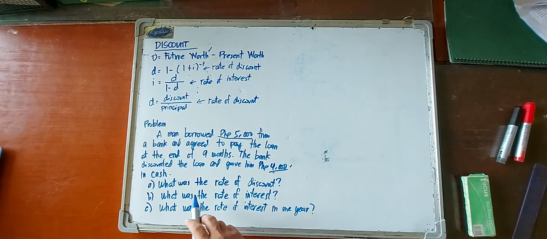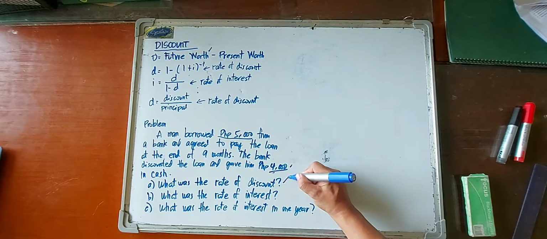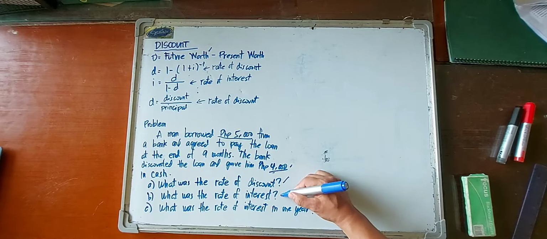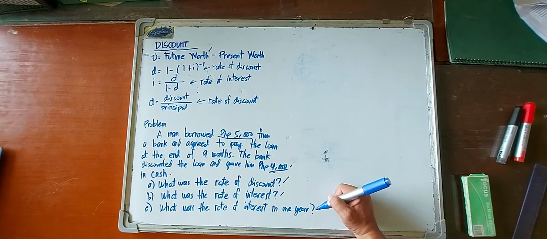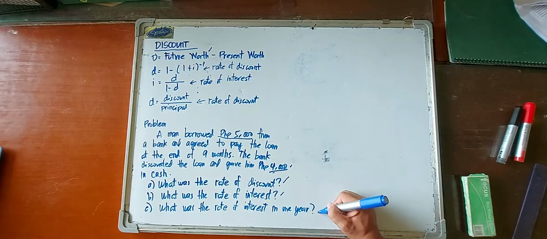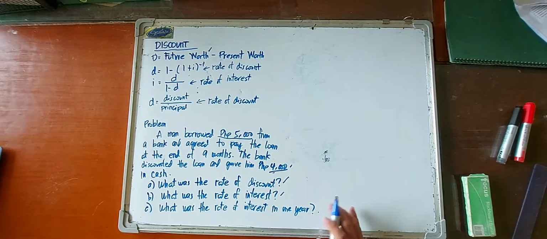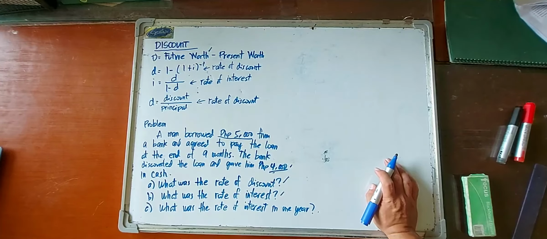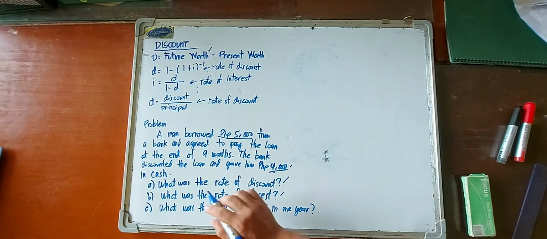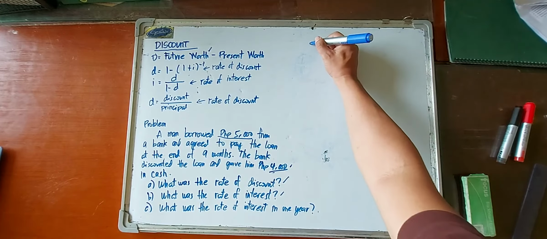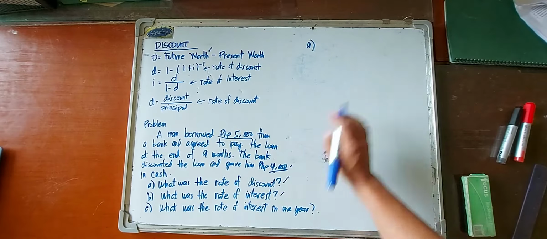Okay. And then what was the rate of discount? We solve for the rate of discount. What was the rate of interest? And what was the rate of interest in 1 year? Since 9 months ito, what if convert natin into 1 year, what would be the interest in a year? So let's try to solve the first. What was the rate of discount?